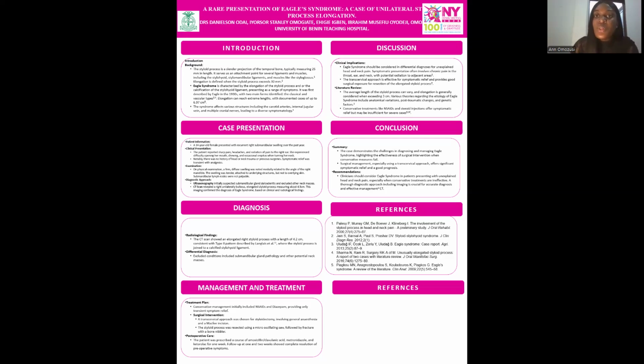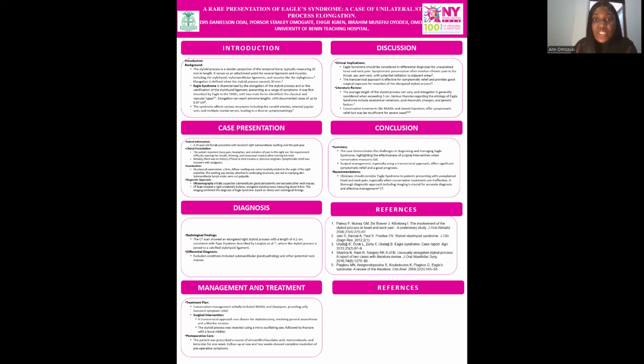Eagle syndrome should be considered in the differential diagnosis for unexplained head and neck pain. Symptomatic presentation often involves chronic pain in the throat, ear, or neck with potential radiation to adjacent areas. The transcervical approach is effective for symptomatic relief and provides good surgical exposure for resection of the elongated styloid process.